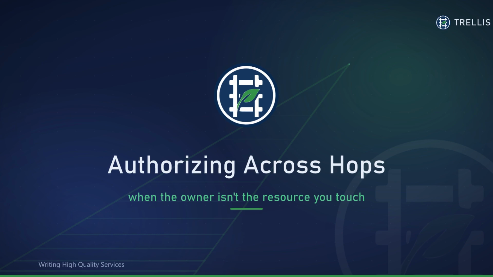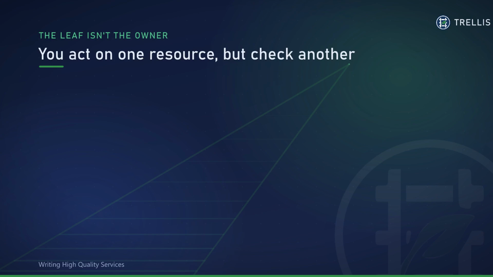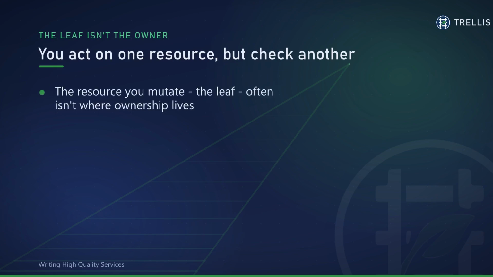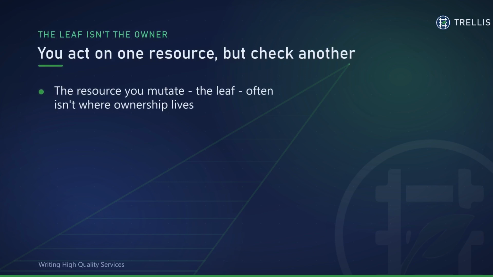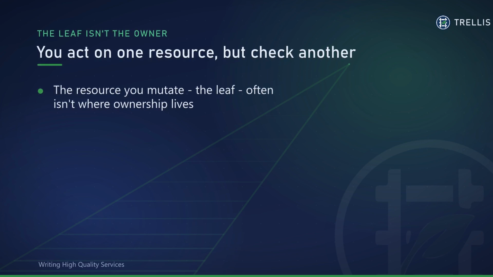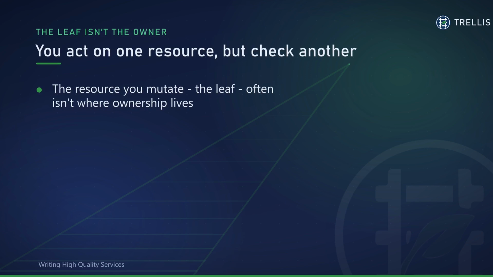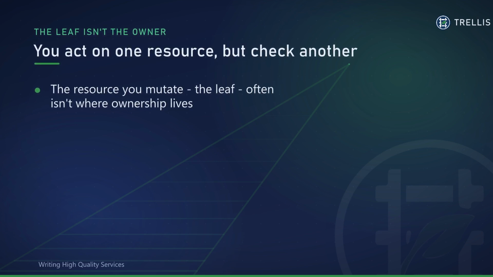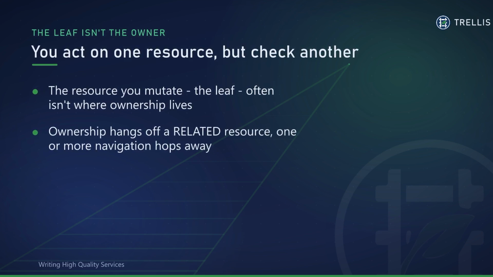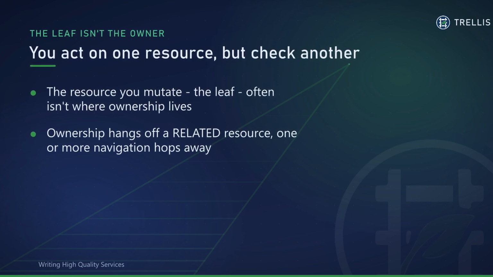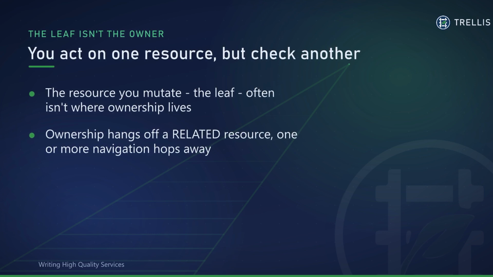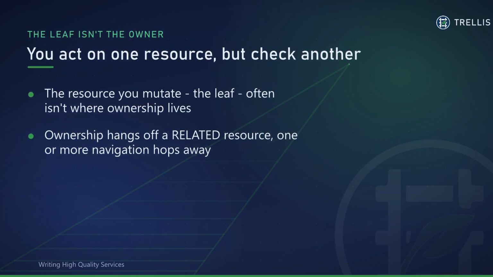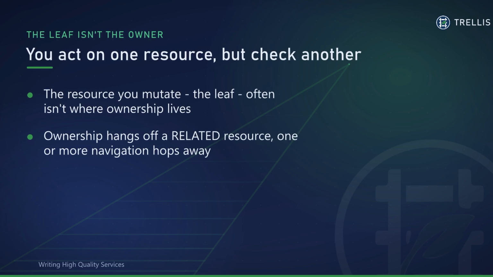Let's untangle it. Let's name the problem. The resource you're acting on, call it the leaf, is often not the resource that owns the authorization decision. Uploading a scorecard mutates a match, but who's allowed to do it depends on the teams. Editing a line item mutates the item, but ownership lives on the order or the customer above it. The thing you can authorize against is one or several navigation hops away from the thing you're touching. And if you only check the leaf, you've asked the wrong question about the right object, which is a subtle, dangerous bug.